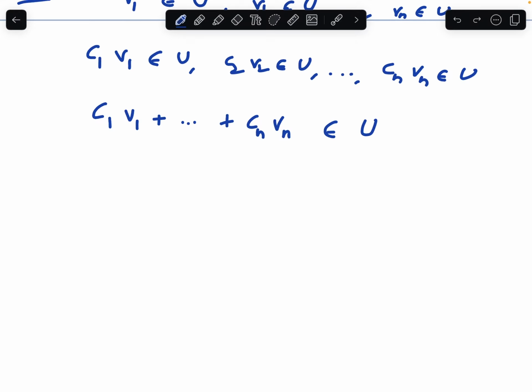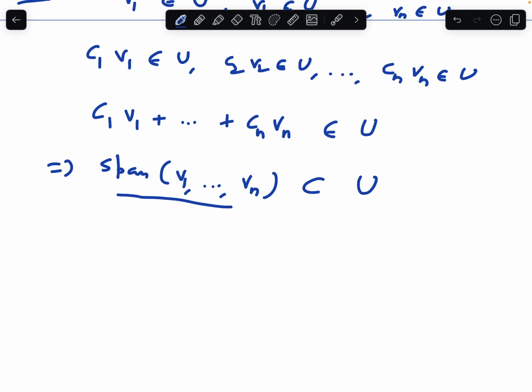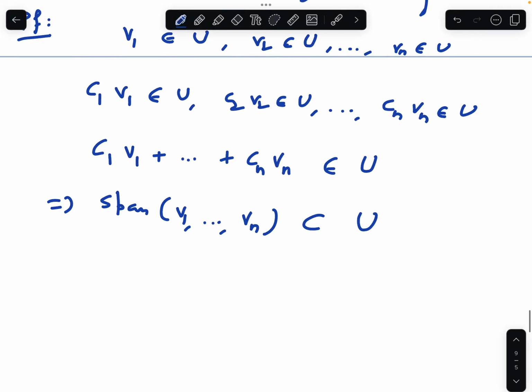So span of V1, V2, V3, Vn is a subspace of U. Because if you take any element from the span, then it will look like this: C1 V1 plus C2 V2 and so on, and this is already inside U. Therefore, span is a subspace of U. So this proves it. Okay.